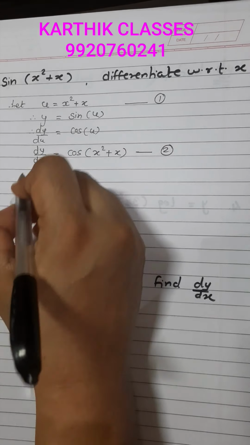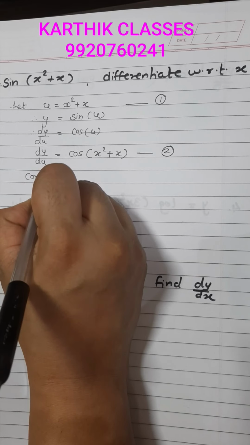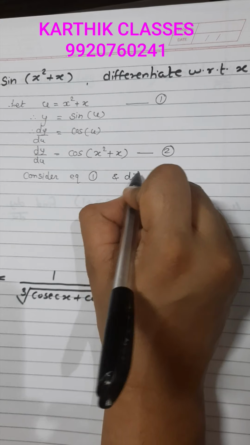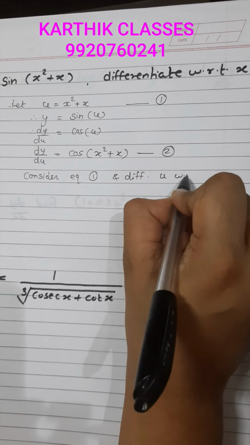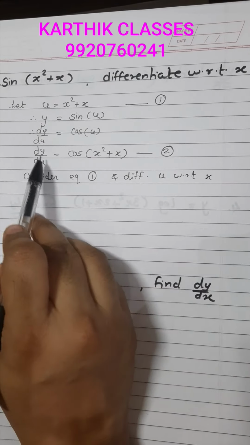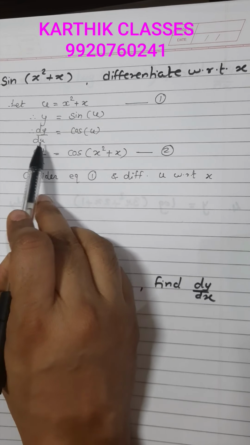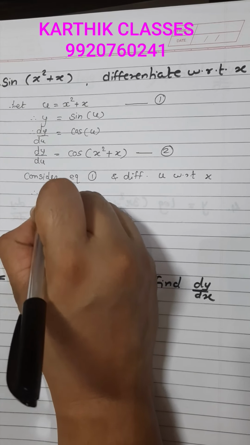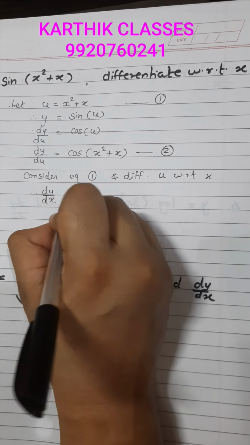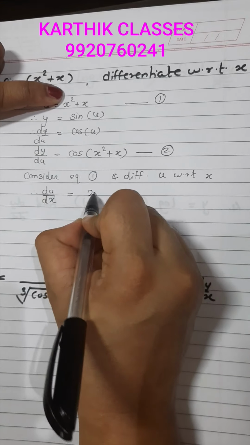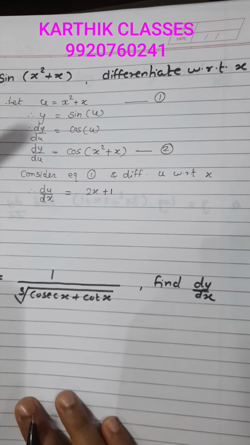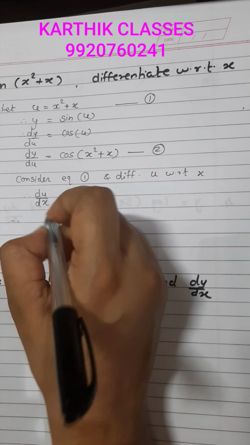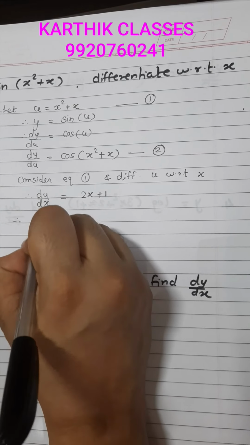Now consider equation 1 and differentiate it with respect to x. Here we have differentiated y with respect to u. Now we will differentiate u with respect to x. So that is du by dx is 2x plus 1.